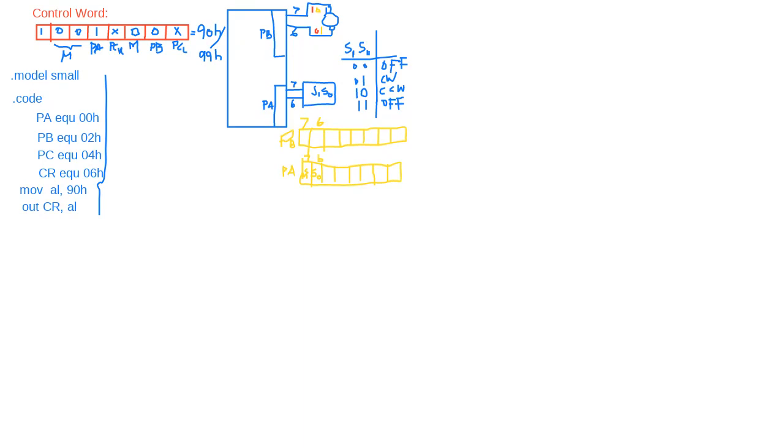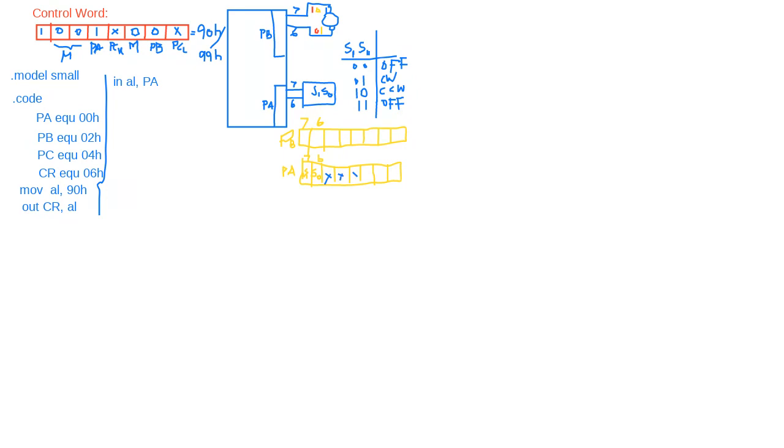So IN AL comma port A. Port A address is 00H. We can write 00H, or we can write A. MOV doesn't work here, because for input and output cases we have to write IN and OUT. For input cases, IN AL comma port A. Now look at port A, we are interested in bits 6 and 7. The other bits we are not interested in, because they are not our point of interest. What they are, we don't care.